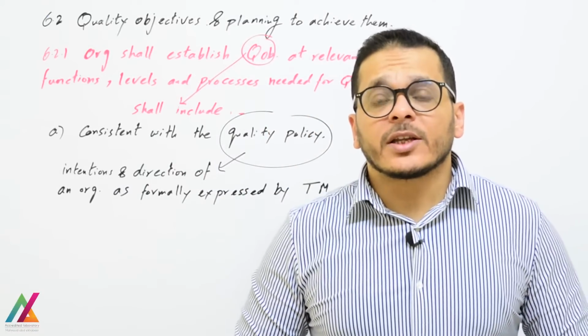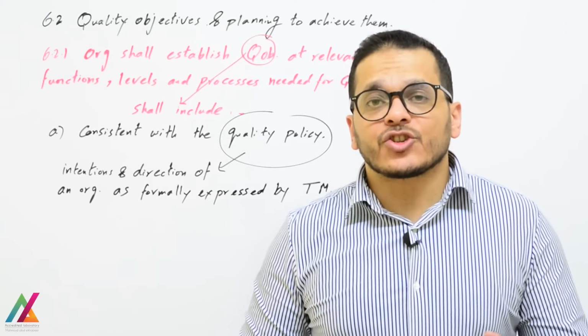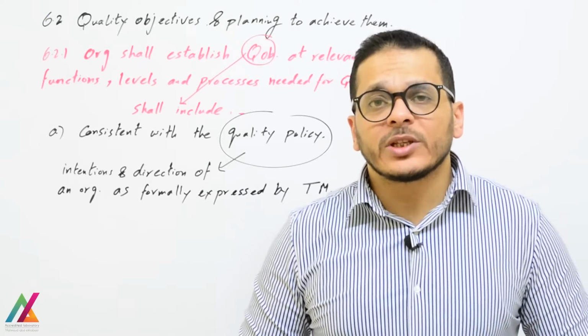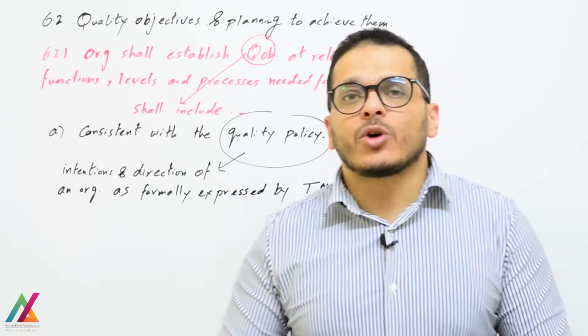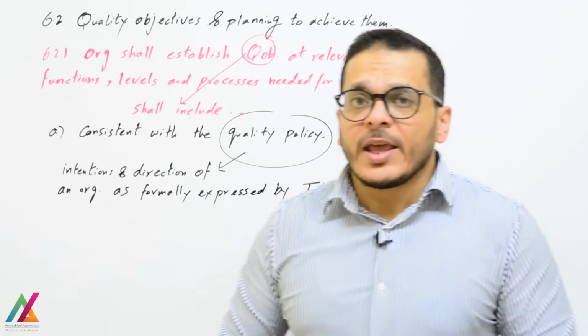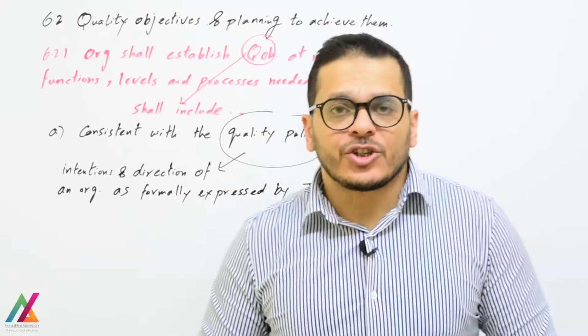And still we are in clause number 6, planning. In the previous lecture I have explained actions to address risks and opportunities, which is new to this edition, and also how to apply this clause. And now is quality objectives and planning to achieve them.